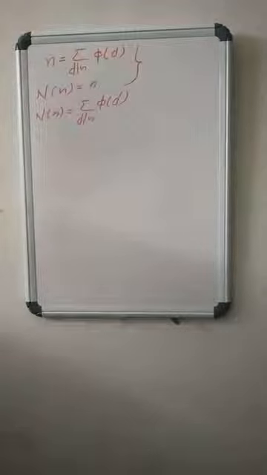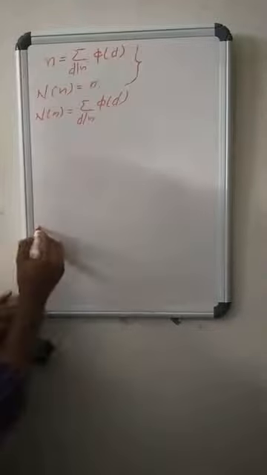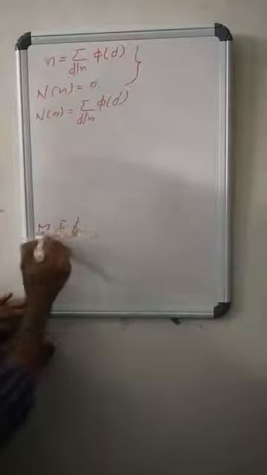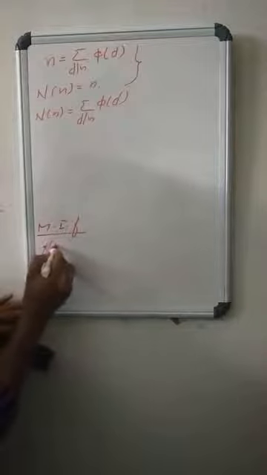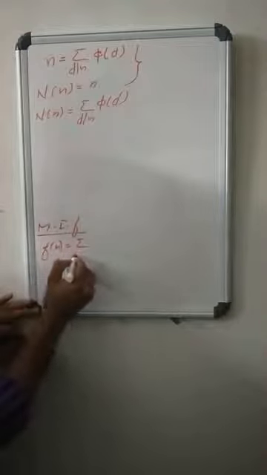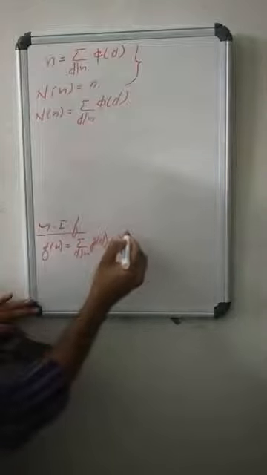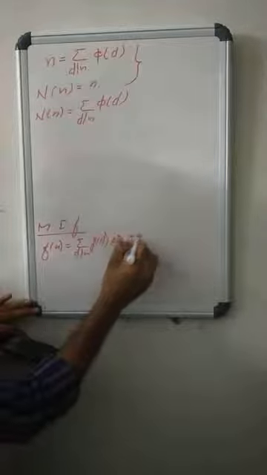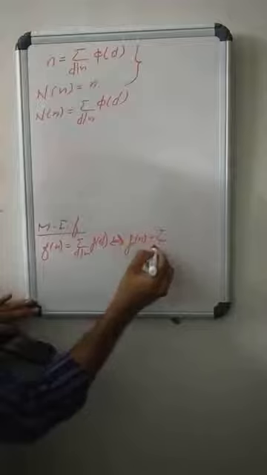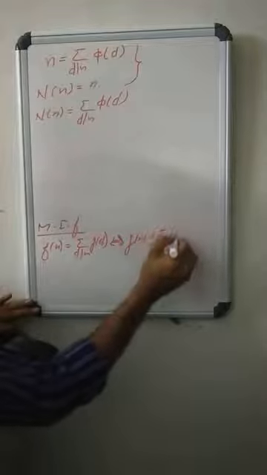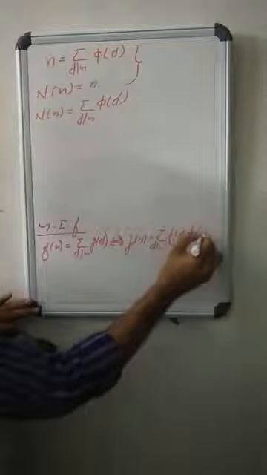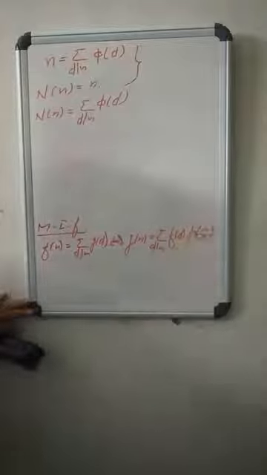What is Mobius inversion formula? Mobius inversion formula states that if f of n equals sigma over d divides n g of d, then this implies and is implied by g of n equals sigma over d divides n f of d into mu of n by d. This is the Mobius inversion formula.